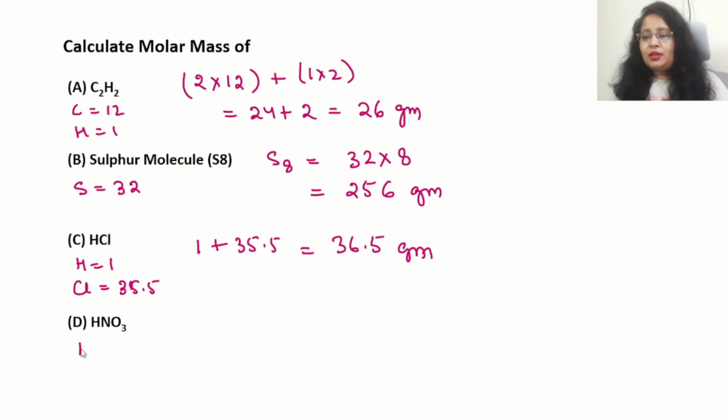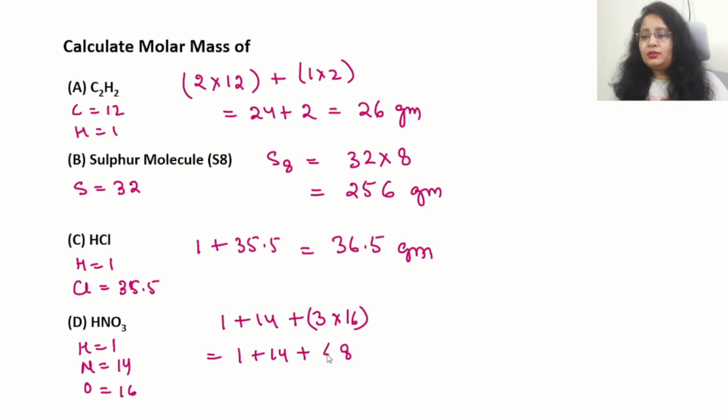For HNO3, hydrogen is 1, nitrogen mass is 14, oxygen is 16. So now 1 plus 14 plus 3 into 16. Let's calculate: 1 plus 14 plus 3 sixes are 18, 48. It will be 63 grams. So this is the story of how to calculate molar mass.